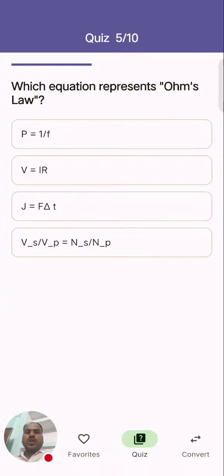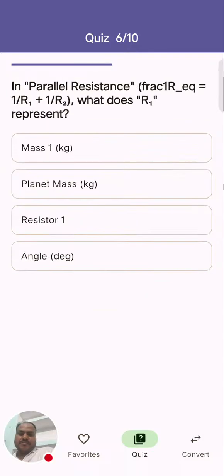Now next question, which equation represents Ohm's law? This one: V equal to IR. In parallel resistance, 1 upon R equal to 1 upon R1 plus 1 upon R2. What does R1 represent? Resistor 1.